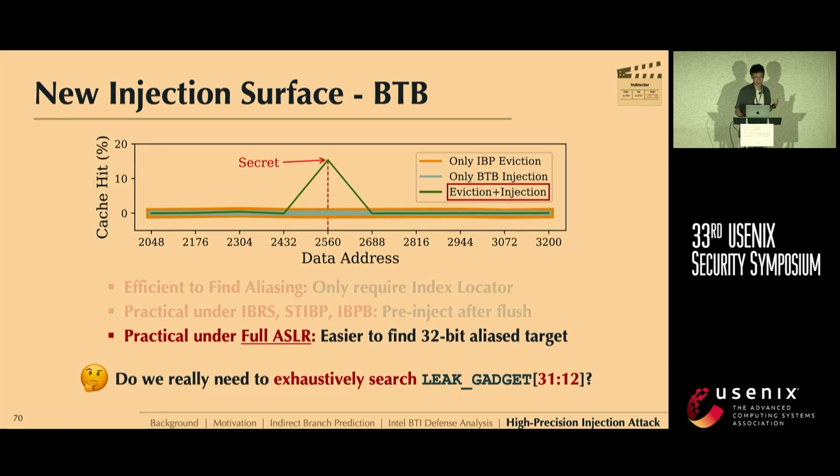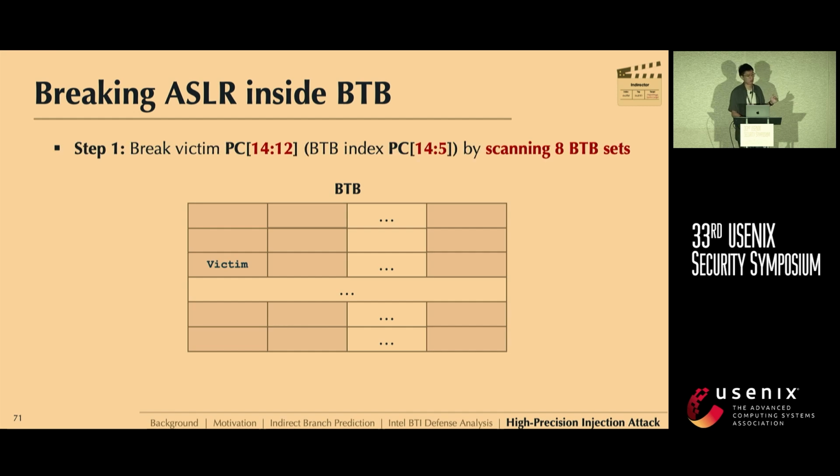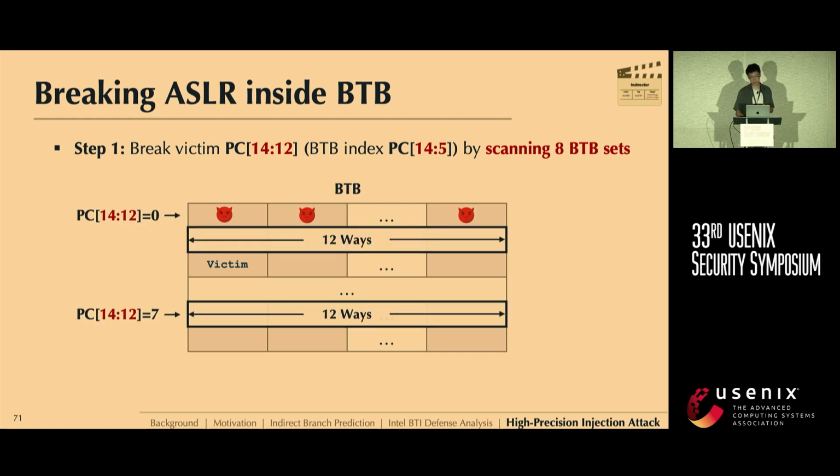And for the full ASLR, it only randomizes bits above 12. But do we really need to exhaustively search these 20 bits of the leak gadget? We propose a new BTB side channel to quickly break them. First, we break PC bits 14 to 12 by scanning only 8 BTB sets, because these 3 bits are used as BTB index. So when the victim is not in the set, we can measure 12 ways. Otherwise, we detect 1 less.